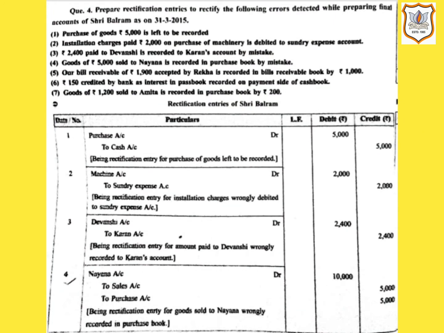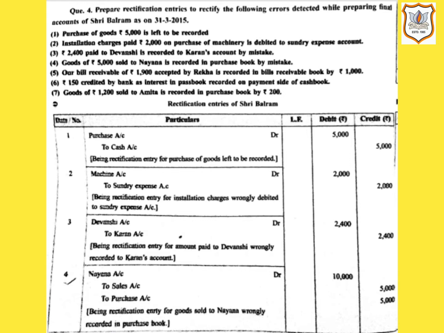Today we are going to do question number 4 of your textbook on page number 22. Here is the question. Here we have to prepare rectification entries to rectify the following errors detected while preparing final accounts of Shri Balram as on 31st March 2015. So let us see the first one.